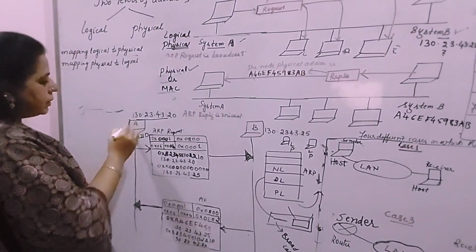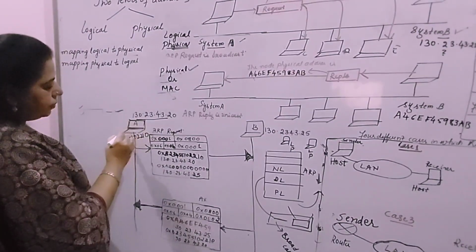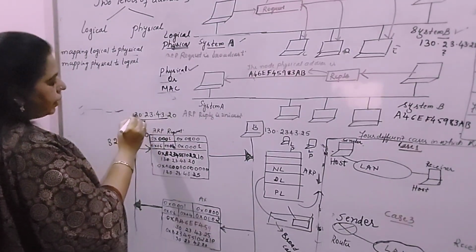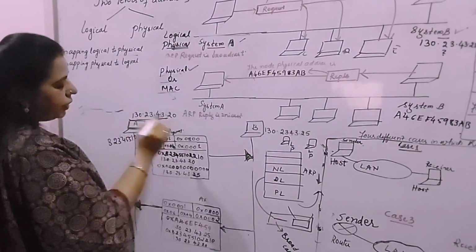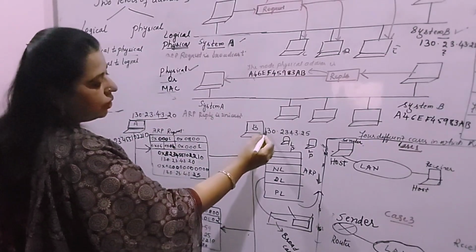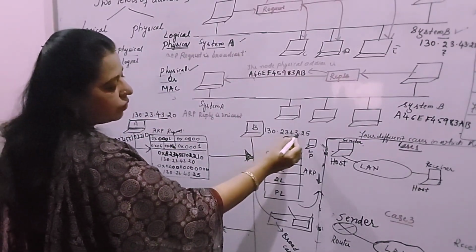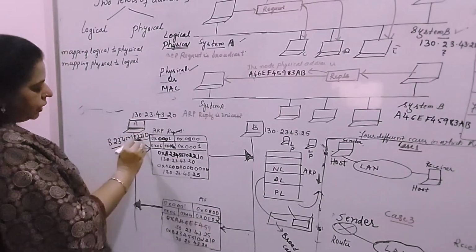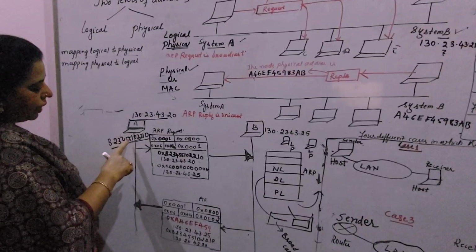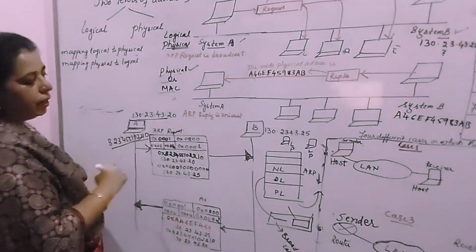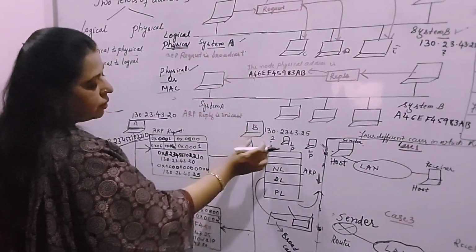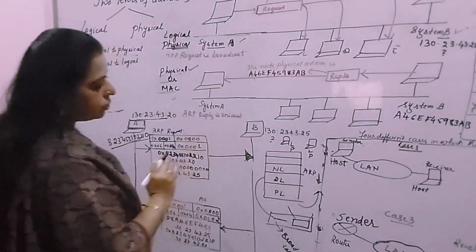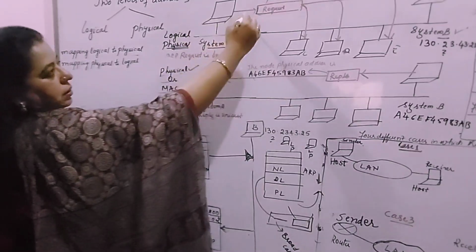So this is the sender, and this is the receiver. The sender has a logical address of 130.23.43.20. The receiver has the logical address of 130.23.43.25. The sender has this physical address, B23455102210. But the physical address of this receiver is not known. Now the ARP request comes from the sender and goes to the receiver side.